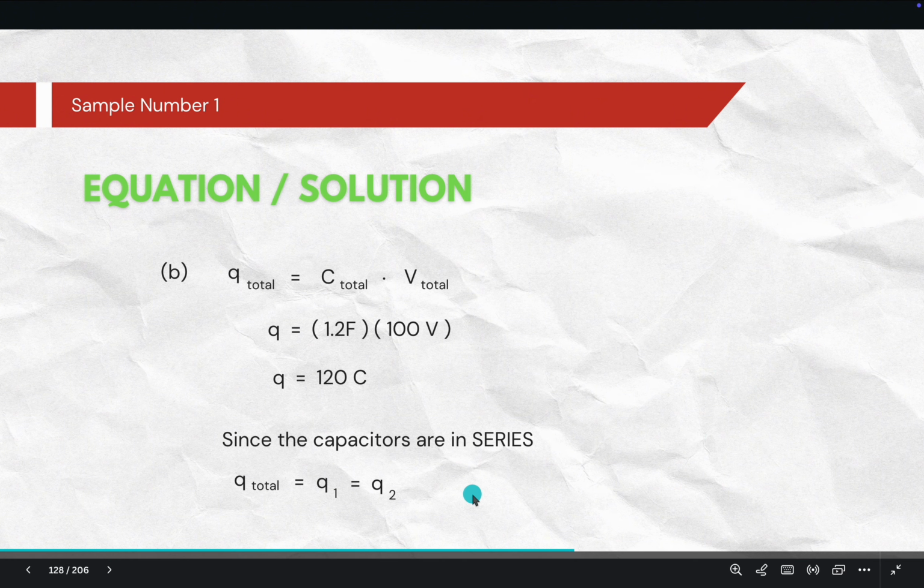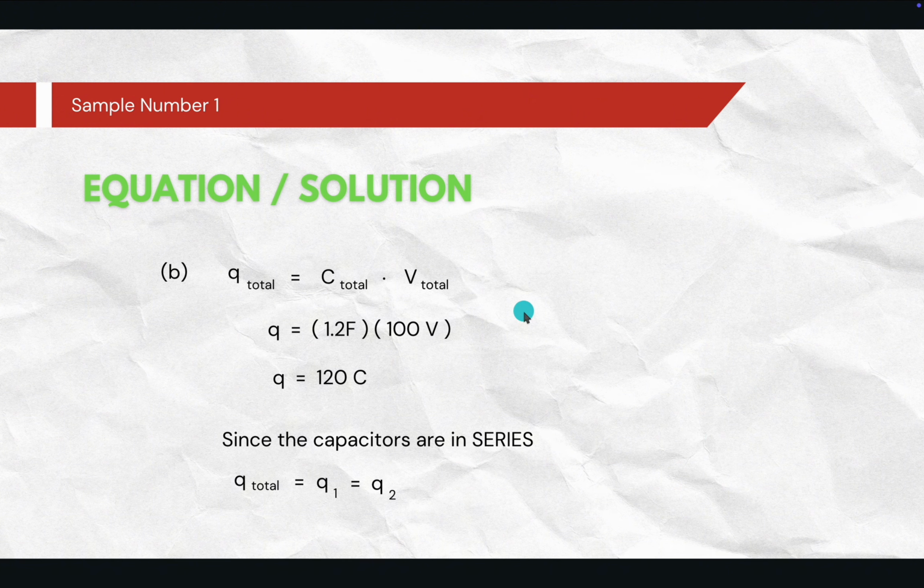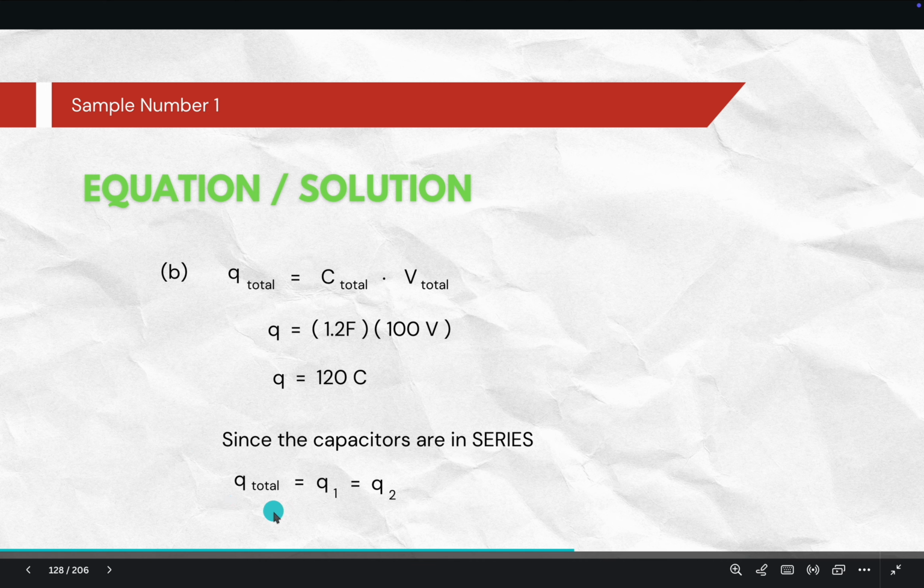Next is yung charge stored in each capacitor. So, ang gagamitin natin is C total times V total. Yung C total is yung nakuha natin kanina sa total capacitance, and yung V total is yung given na volts. So, times lang natin sa 1.2 F times 100 V is equal to 120 C. So, since the capacitors are in series, Q sub total is equal to Q sub 1 is equal to Q sub 2. Yun lang, ganun lang kadali.